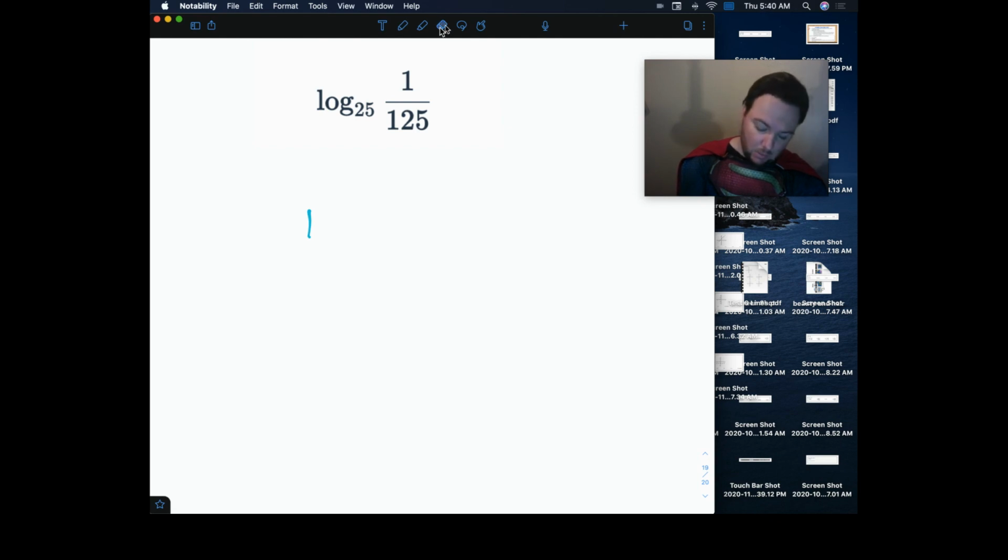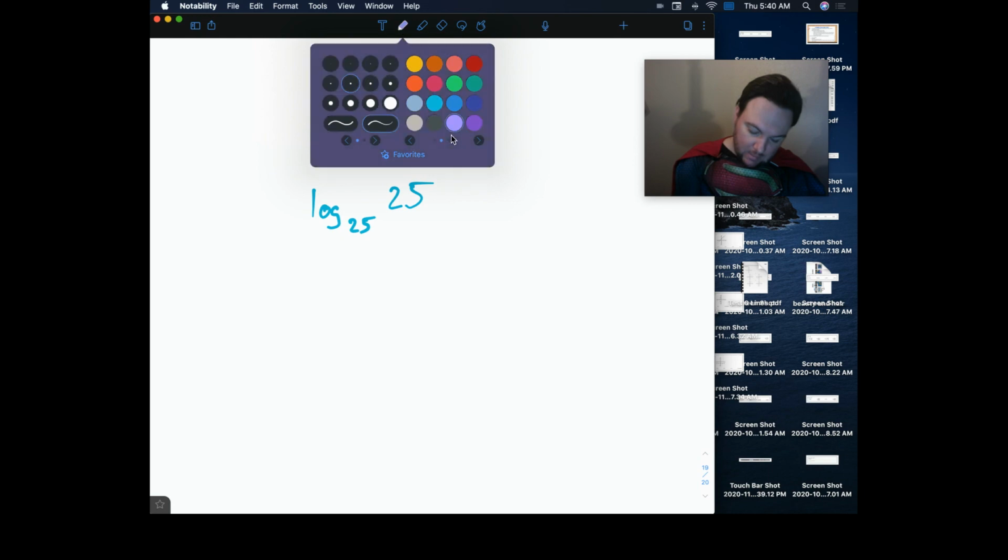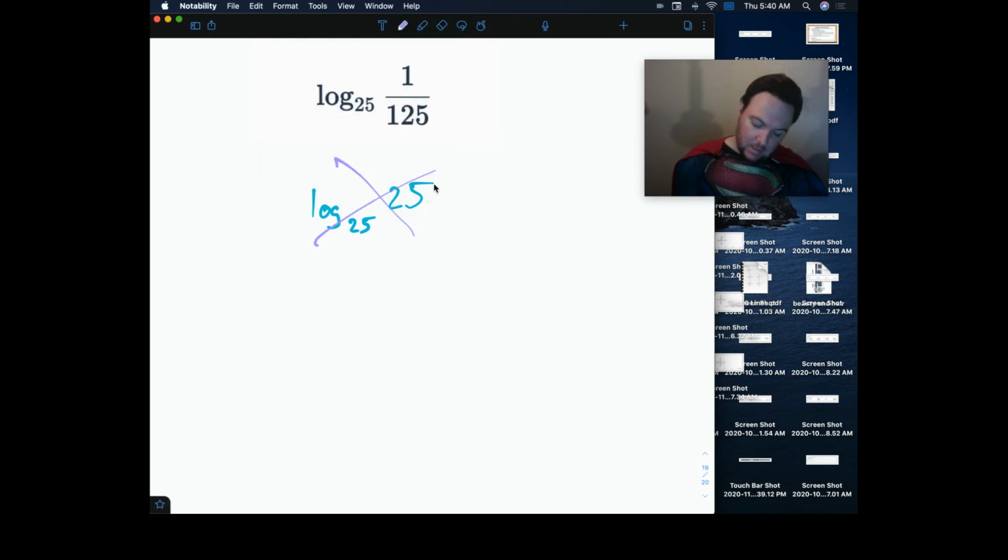This one, actually, no, not more of the same. So what I wanted to do is say 25 raised to a certain power, but I don't know what 125 is raised to that power. So instead I'm just going to say this is equal to x, and I'm going to claw it. Remember that? I'm going to say 25^x equals 1 over 125.